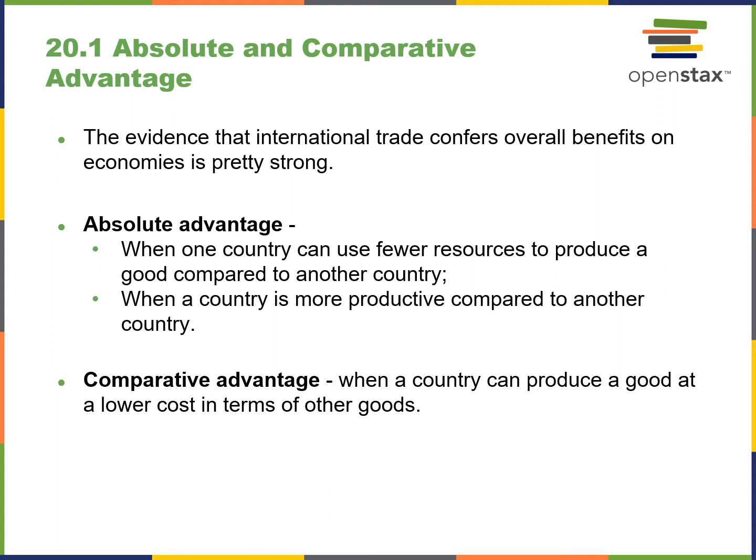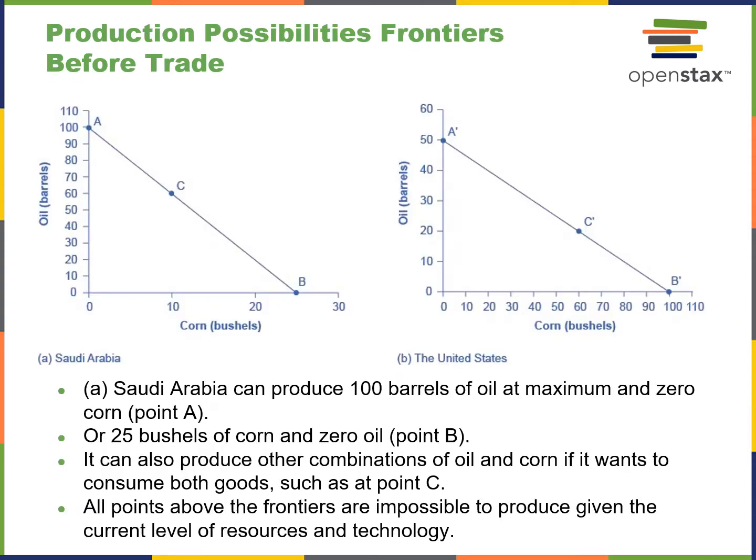of other goods. So basically, some countries might be focused on the production of rice. That's what they do well, as opposed to printing microchips. The familiar term, PPF, production possibilities frontiers before trade. And so we have a couple of graphs.